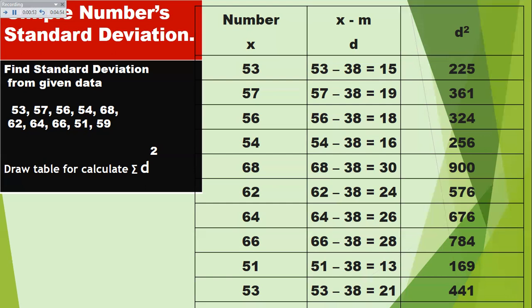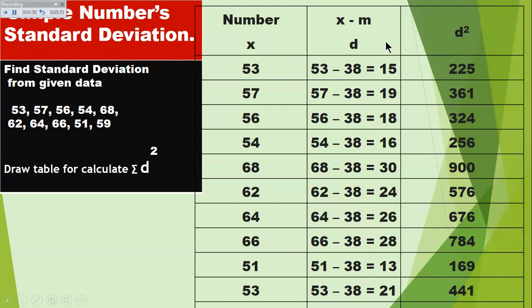In this table there are three rows. The first row is the given scores, which are already given in the example. Then we have to calculate the mean of the whole given scores, and the mean is 38. After calculating the mean, we have to subtract the mean from each and every score. Like 38 is the mean, hence 38 subtracted from 53, the answer is 15. It is called D, the difference.